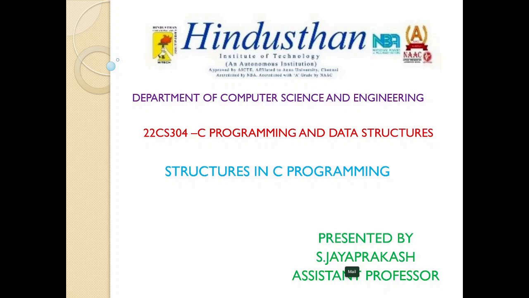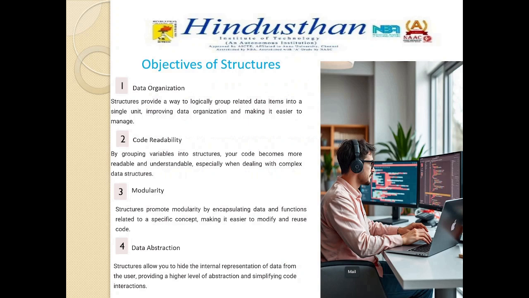Today we are going to see about structures in C programming. Structures are a way to group several related variables into one place. Each variable in the structure is known as a member of the structure. Unlike an array, a structure can contain many different data types such as integer, float, character, etc.